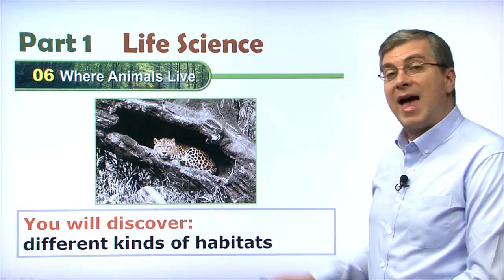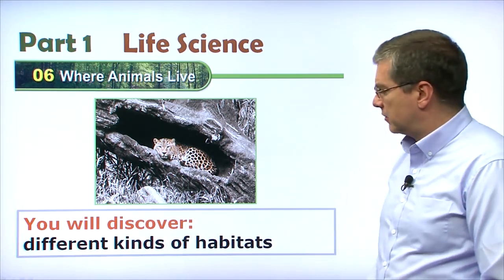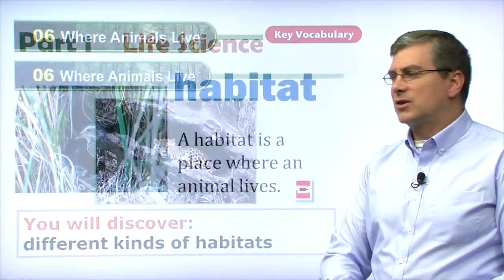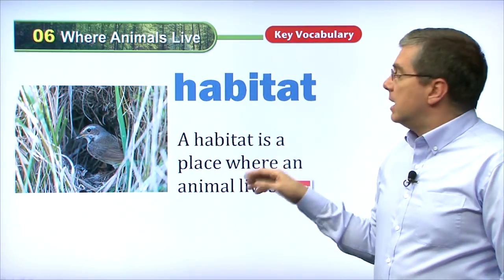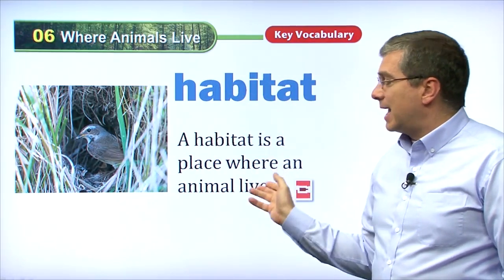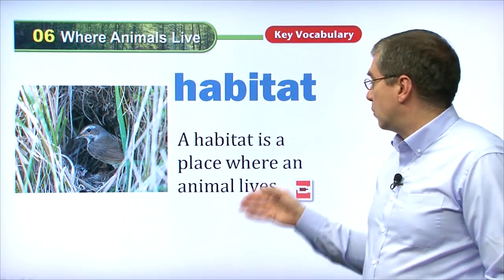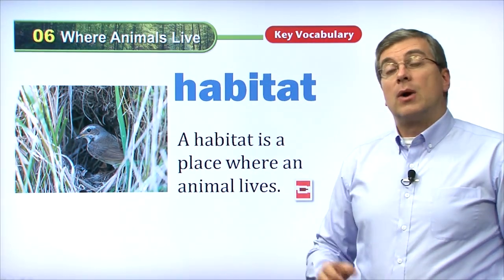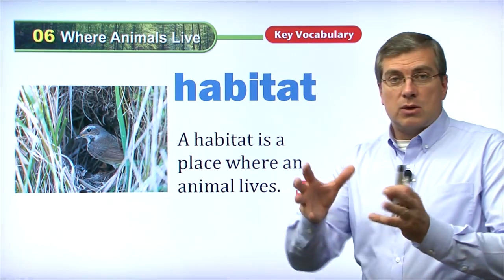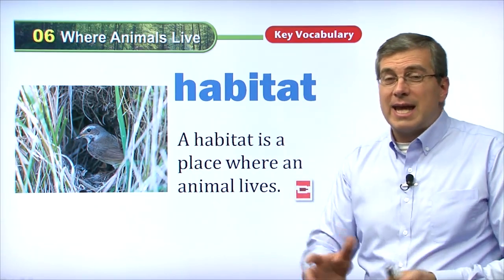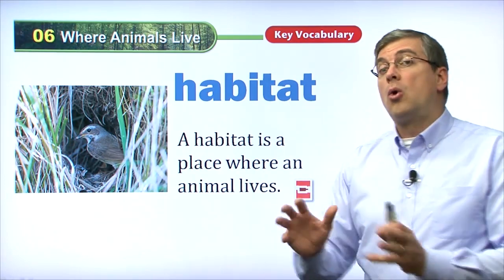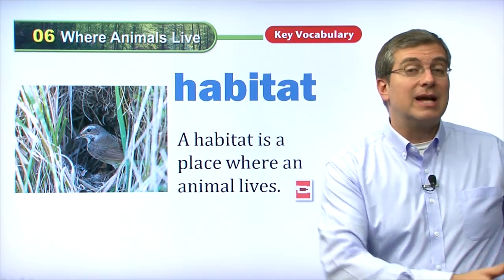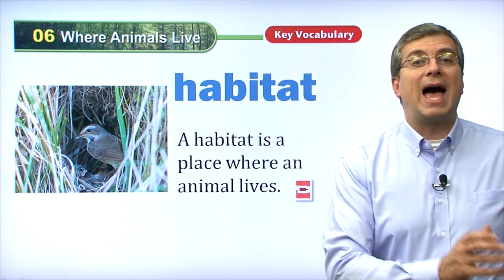Different kinds of habitats. Now that's an interesting word there, habitats. Actually, let's get into that right away with the word habitat. A habitat is a place where an animal lives. A habitat is talking about the environment, the surroundings. If an animal lives in a forest, that's a type of habitat. Or if an animal lives in a desert, that's a different type of habitat.